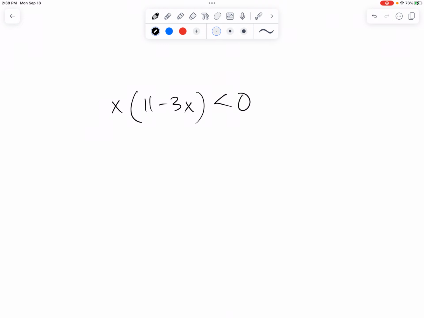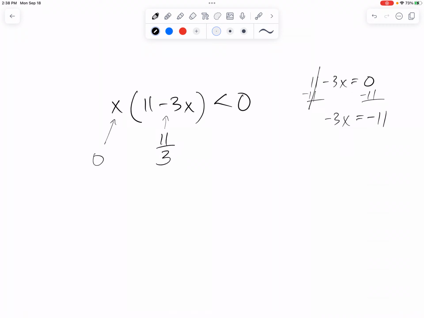Okay, that's the question they're going to ask you. And you might say to yourself, oh, nice. Since they already broke it down for me, since they factored it, 0 is one of my critical values. And if I set this piece equal to 0, when does this equal 0? Well, I could take away 11. I could say negative 3x equals negative 11. I could do 11 thirds. 11 over 3, that's the other critical value.